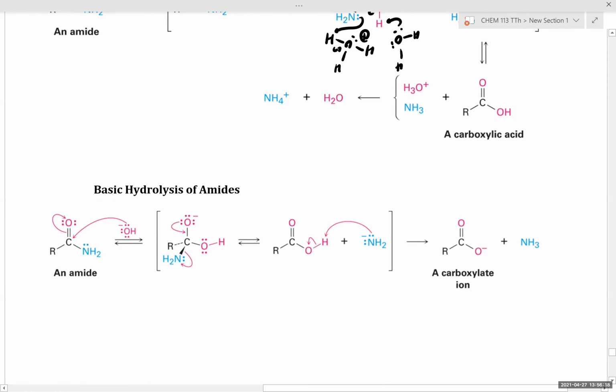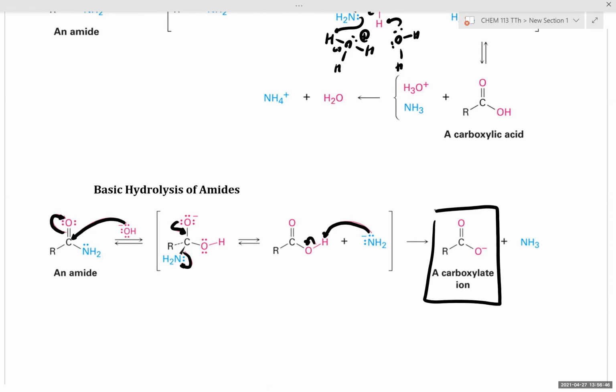Let's look at basic conditions. In this case, our nucleophile immediately attacks the carbonyl carbon. We get a tetrahedral intermediate, and then we kick out our leaving group. From here, we have a carboxylic acid, but it gets immediately deprotonated by our generated amide anion. And that gives us our isolable carboxylate ion, which is converted to the carboxylic acid during the quench step. Does this basic mechanism make sense?